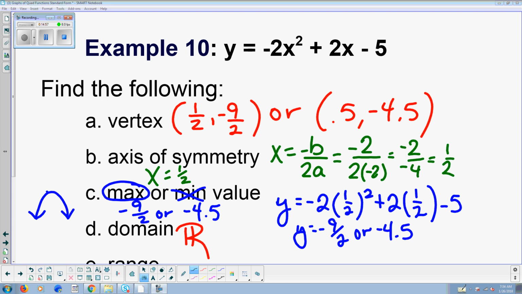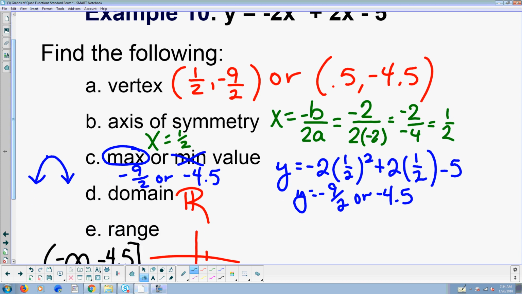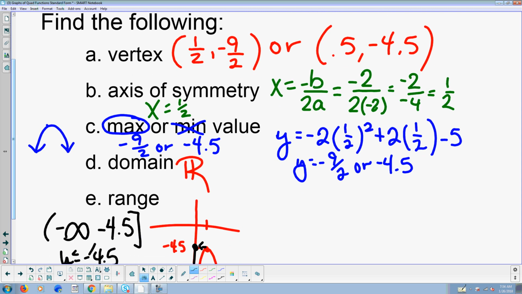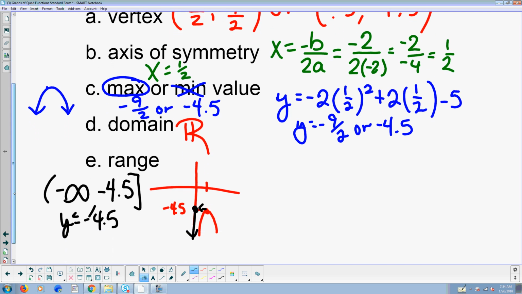The vertex is 1/2, -9/2, or 0.5, -4.5. The axis of symmetry, x equals 1/2, or you could have said x equals 0.5. This had a maximum value because it was frowning. Maximum value is -4.5 or -9/2. Domain, always, is all real numbers. And here's the range, -infinity up to -4.5, or all the y values that are less than or equal to -4.5.